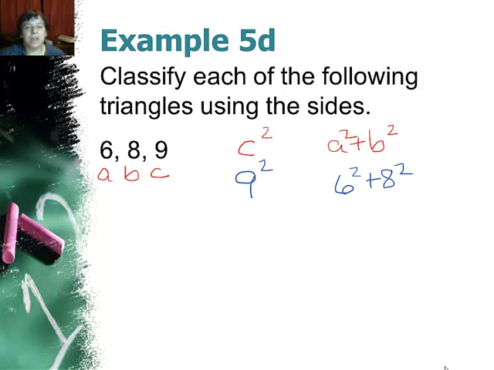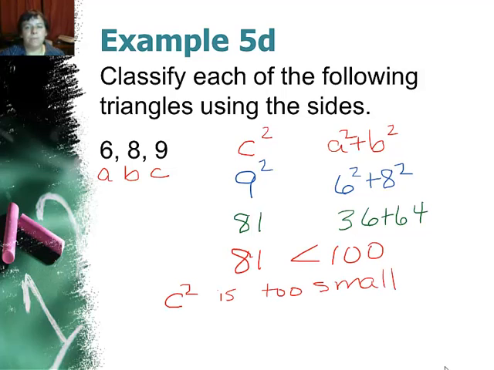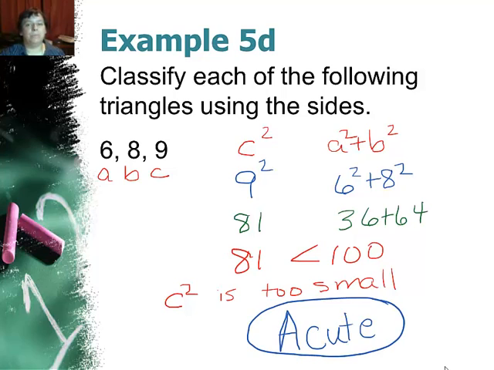Substituting in, I get 9 squared for the hypotenuse side and 6 squared plus 8 squared for the leg side. Squaring, 81, and then the other side is 36 plus 64. You can see that 81 is less than 100. So that means that c squared is too small. The hypotenuse is too small, so the triangle has to close up just a touch, making it acute.